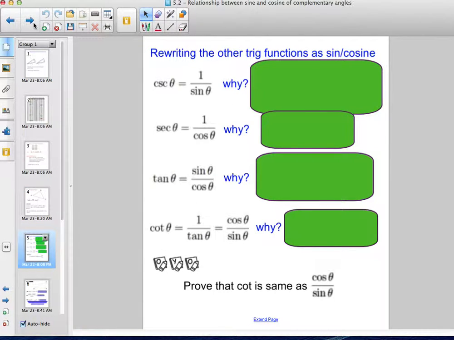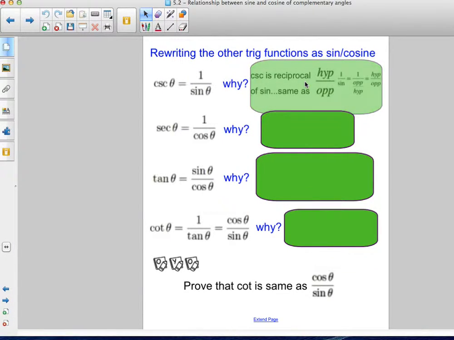All right, so next we have rewriting the other trig functions as sine and cosine. Basically what we have here for this slide is cosecant equals 1 over sine. Why? We kind of did this the other day. Cosecant is the reciprocal of sine, which is the same thing as hypotenuse over opposite. So again, we had done this in the other class, so this should be more review, but 1 over sine, which we think of as cosecant, is 1 over opposite over hypotenuse, which we can reduce to just hypotenuse over opposite. Again, a little bit more review, but I want you to recognize cosecant as hypotenuse over opposite, but I also want you to recognize it this way too.